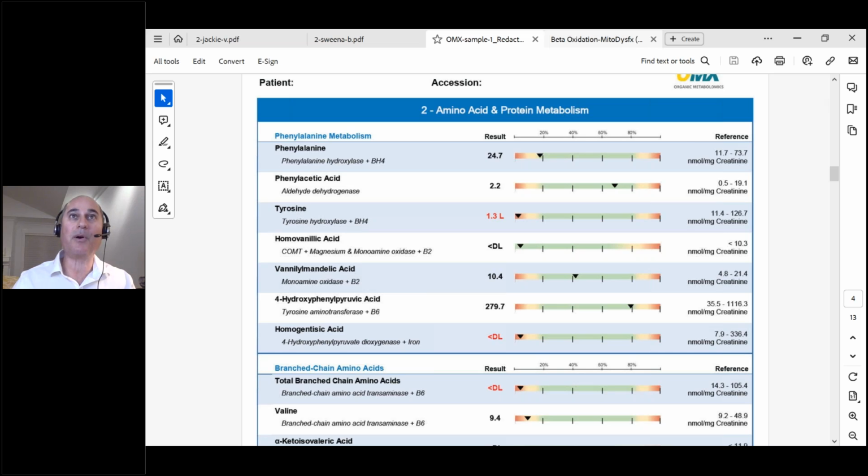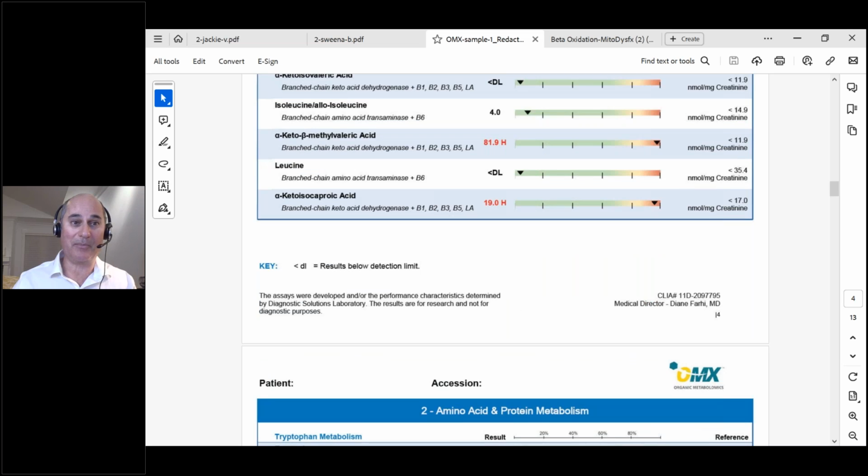So here's part of the brain part of this test. It's divided up into different sections, but here's our homovanillic acid. That's the urinary byproduct or metabolite of dopamine, and it's quite low. Tyrosine, also low. That's provocative, isn't it? So right off the bat, they have a huge dopamine problem.